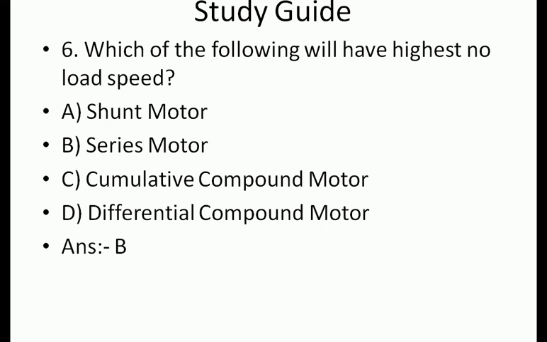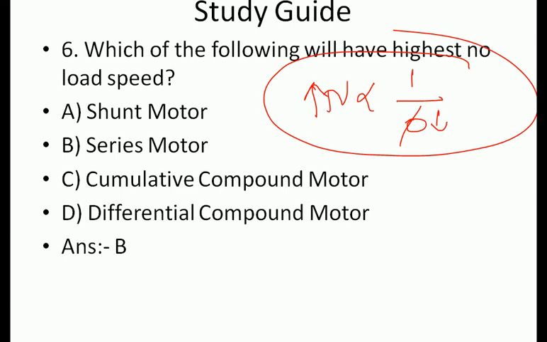Which of the following will have the highest no load speed? Okay, we know that speed is proportional to 1 upon flux. In the DC series motor, at no load condition the flux is very low, so the speed is very high, and the DC series motor should not be operated at no load. So the answer will be option B, given by the RRB railway board.